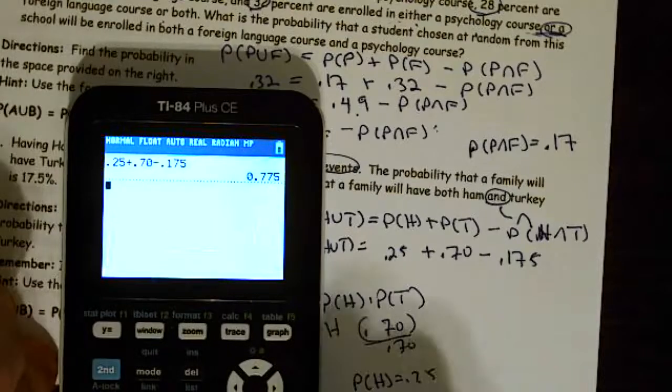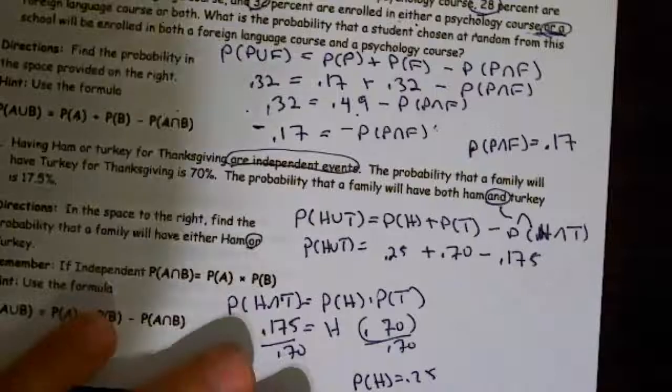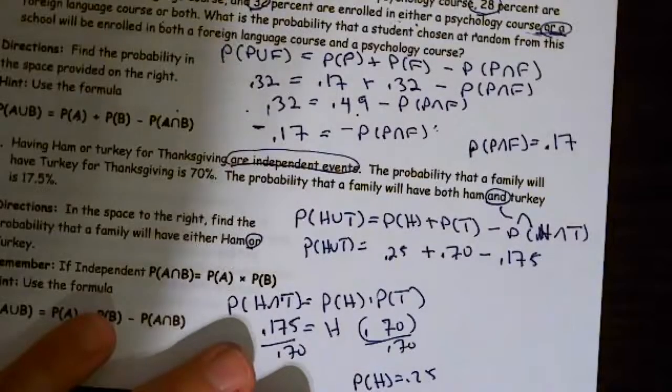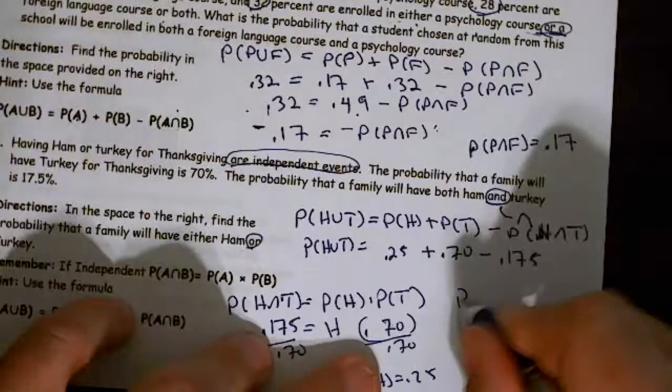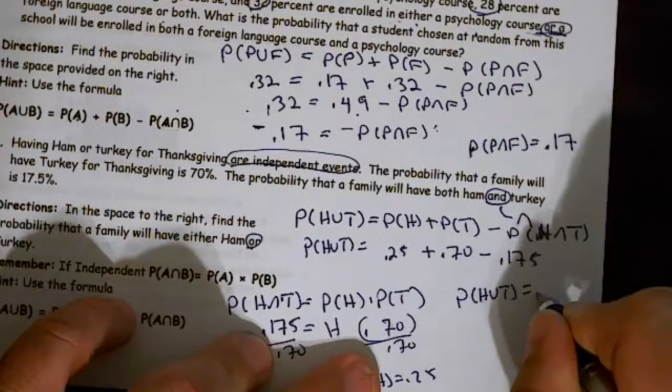equals 0.775. All right. So in this particular case, we find that the probability of having a ham or a turkey for Thanksgiving is 0.775.